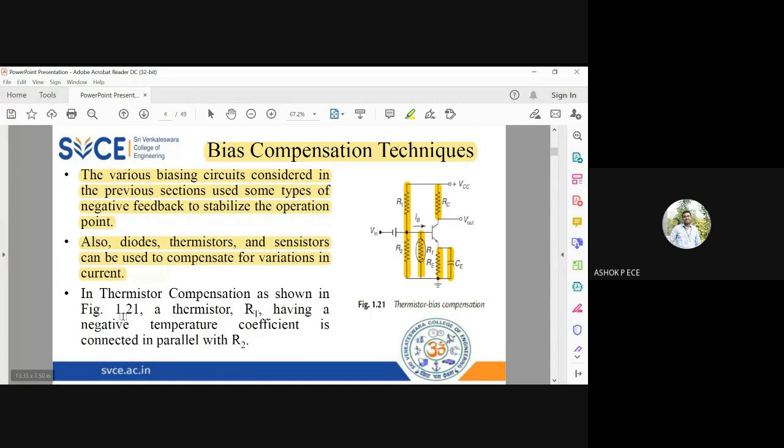Now what is a thermistor? A thermistor is a device which has a resistance that varies with temperature. And how does it vary? If the temperature increases, the resistance value of the thermistor will decrease, which means it is a negative temperature coefficient device. See here in the circuit, I am going to put a thermistor RT parallel to R2, which has a negative temperature coefficient, which means that if my temperature increases, the value of RT will reduce.